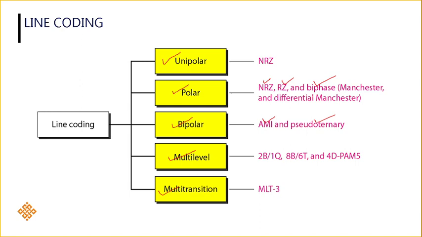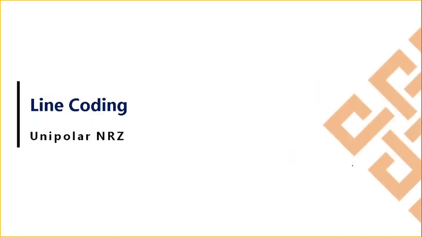However, in this video I will be discussing only these three techniques, that is unipolar, polar and bipolar, as these are the three important techniques we are using today. These two, multi-level and multi-transition, I will be discussing in the next video, the upcoming video. So let's start. First we will see what is unipolar non-return zero.